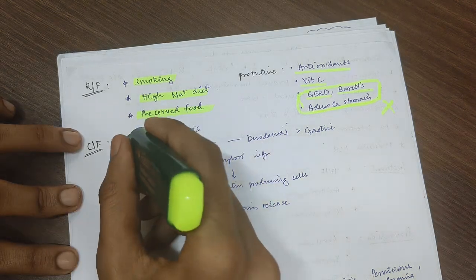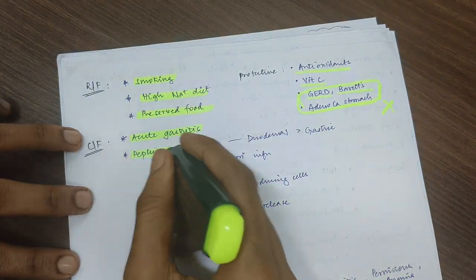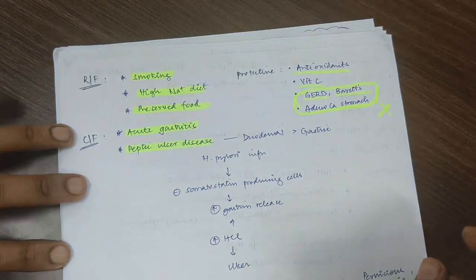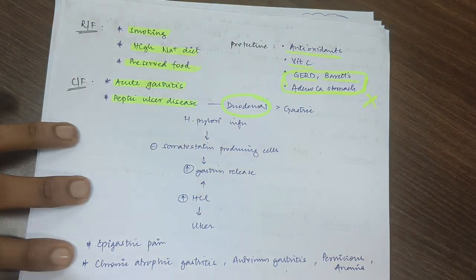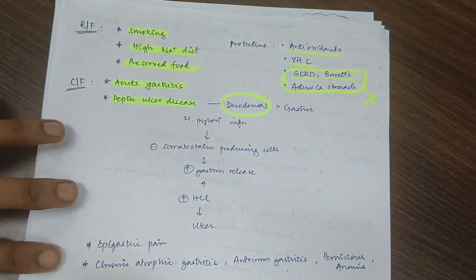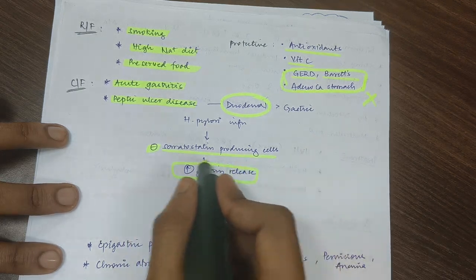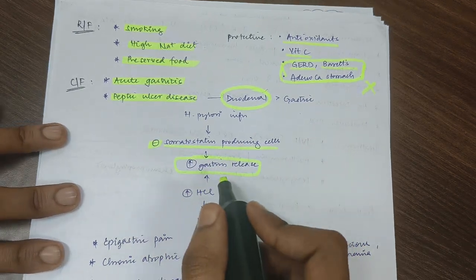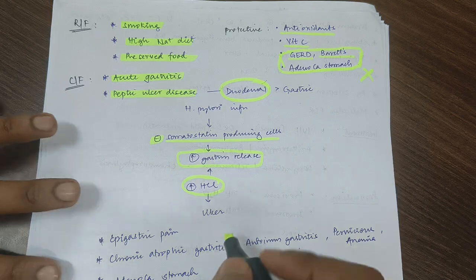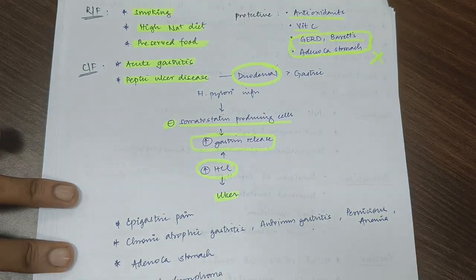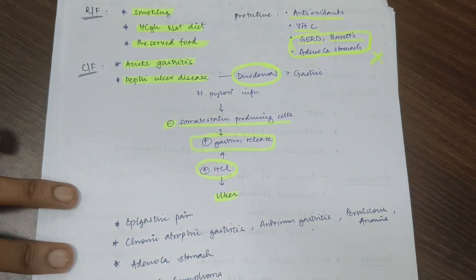Clinical features: acute gastritis is seen first. Then it is peptic ulcer disease. It is going to cause the ulcer. Most commonly, you are going to see the duodenal ulcer. H. pylori infection will inhibit what? Somatostatin producing cells, and that will lead to an increase in gastrin levels. If the gastrin is increasing, that will lead to an increase in HCl, leading to the formation of ulcer. Most commonly, this is the pathogenesis of duodenal ulcer.